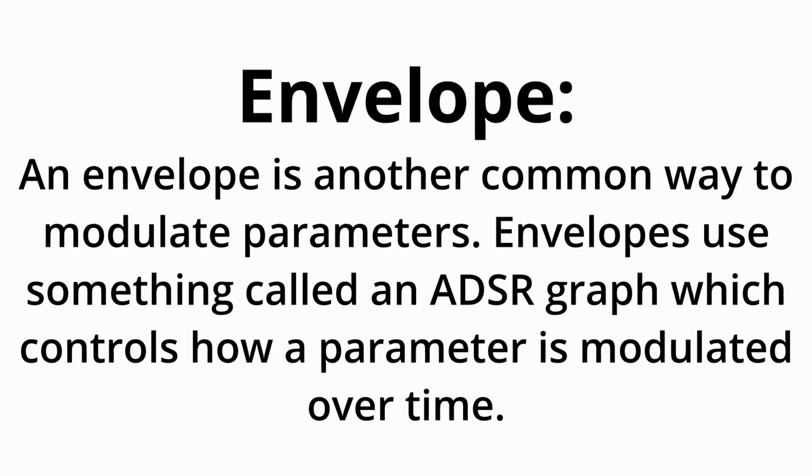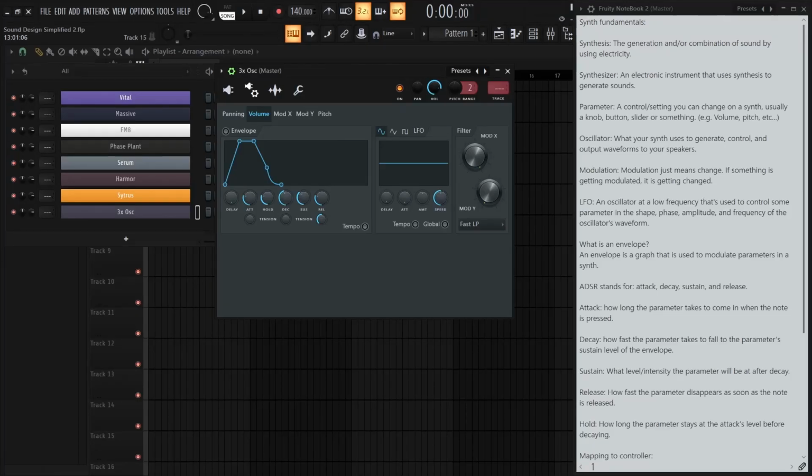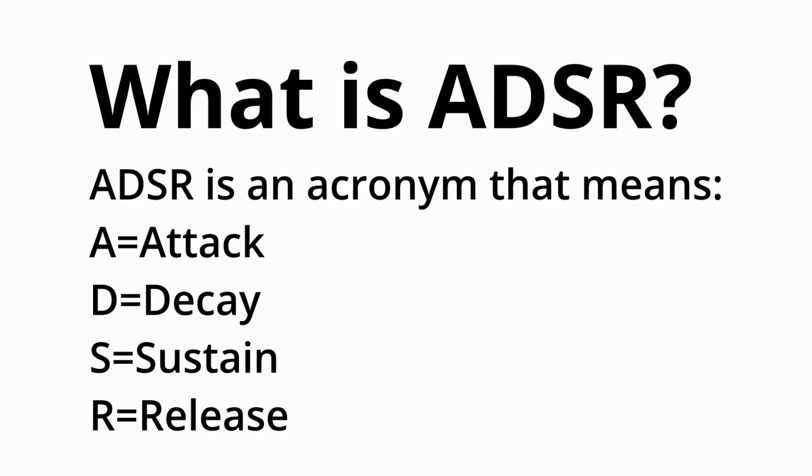Next we have envelopes, which is another common method of modulating parameters. Envelopes use a graph called the ADSR graph, which represents how a parameter changes over time. So what is ADSR? ADSR is just an acronym that stands for attack, decay, sustain, and release.